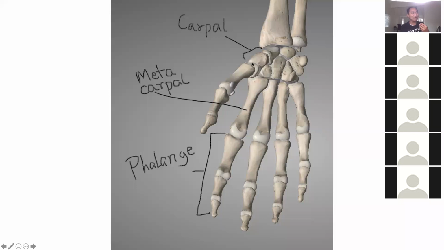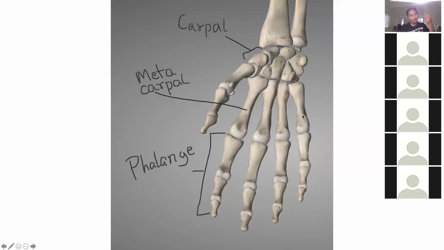We remember carpal bones, metacarpal. Metacarpals are the bones in our hand, and the phalanges are our finger bones: proximal phalanx, middle phalanx, and distal phalanx. These are the metacarpals. So thumb, index, middle, ring, and little finger.